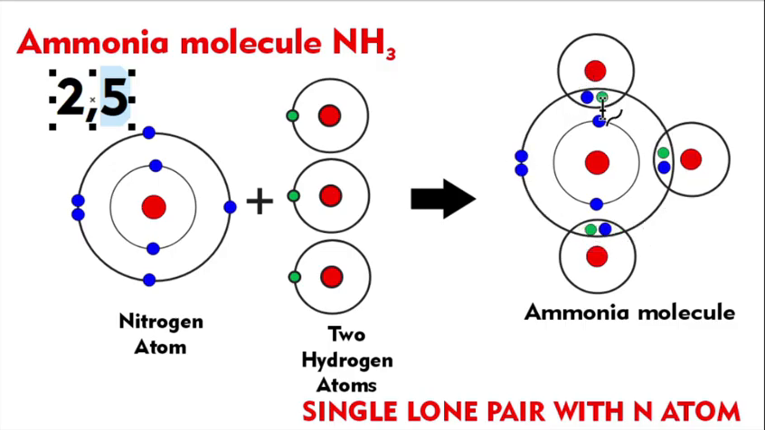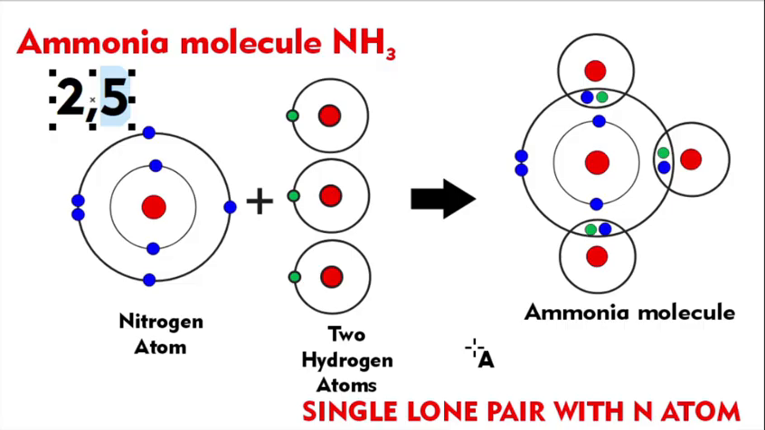So after sharing, now you see the nitrogen atom has 2, 4, 6, 8 electrons in the outermost shell. So 3 bond pairs and one lone pair which has not participated. So there is a single lone pair. One lone pair is found with the nitrogen atom. The nitrogen atom has one lone pair. No lone pairs with hydrogen.